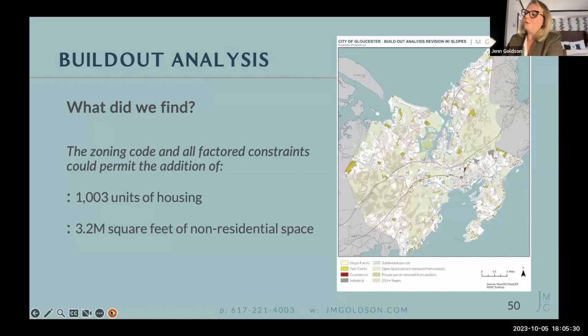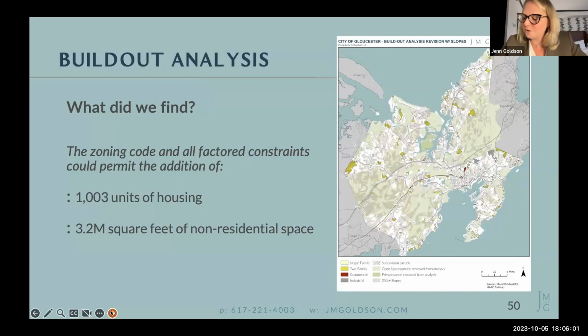And so I just want to put that into some context. You have about 15,133 housing units currently. Well, I think that's actually as of the 2020 census. And this number, 1,003, represents just over 6.5% of your existing housing units. So I'm not going to say that's a lot or a little. I'm just going to give you the number and you can make your own judgment.